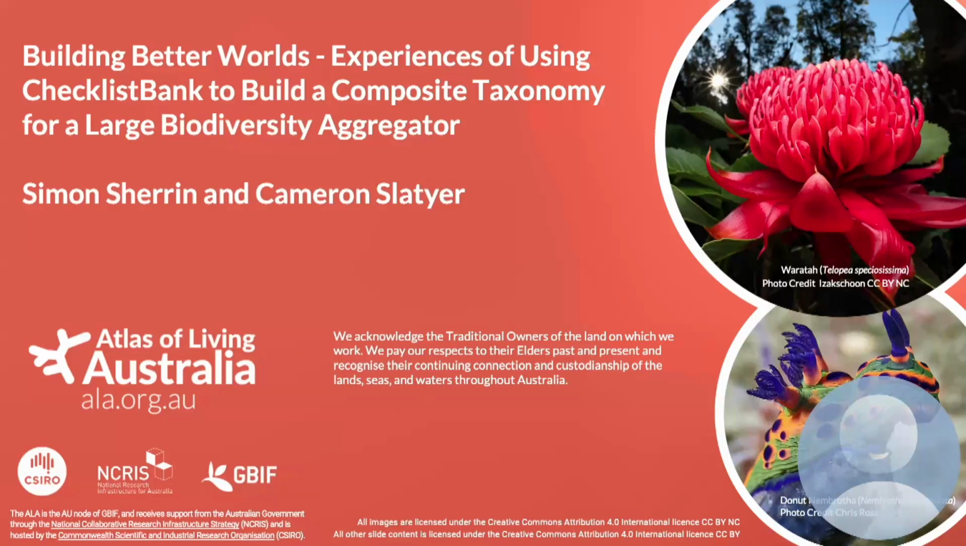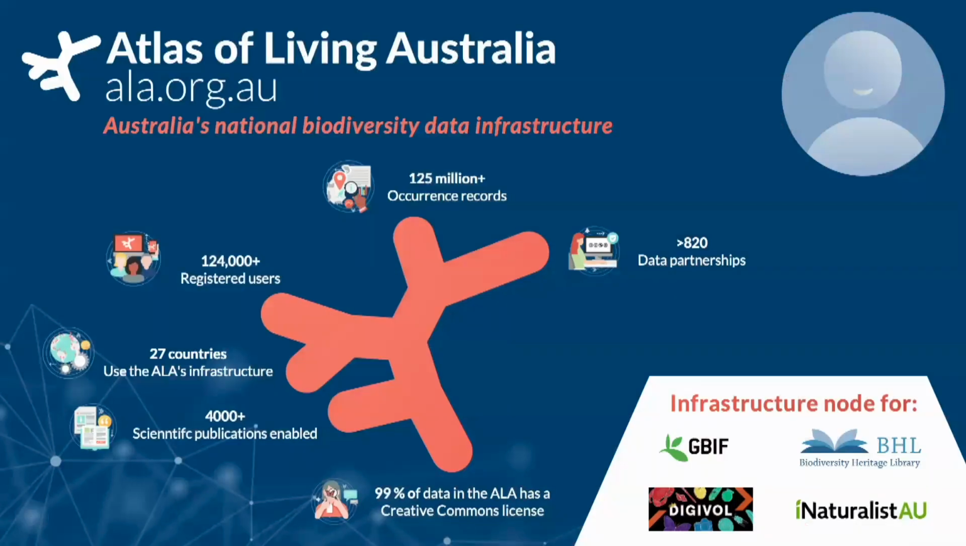Today, I'm going to talk about our experience of using Checklist Bank to build a composite taxonomy for a large biodiversity aggregator. I'll start with a brief introduction to the Atlas of Living Australia, the ALA, for those of you who are unfamiliar. The Atlas is Australia's national biodiversity infrastructure.